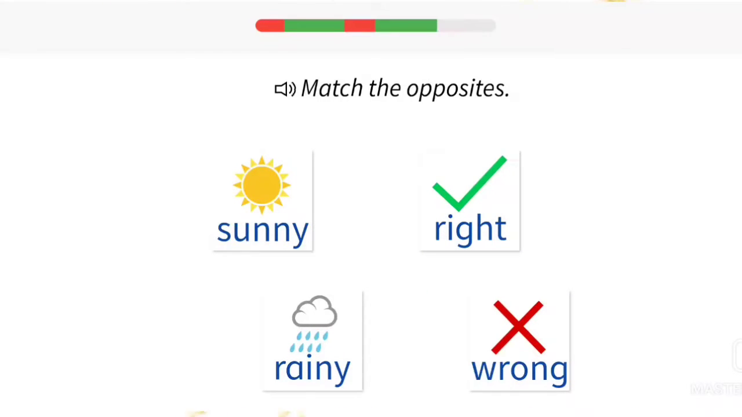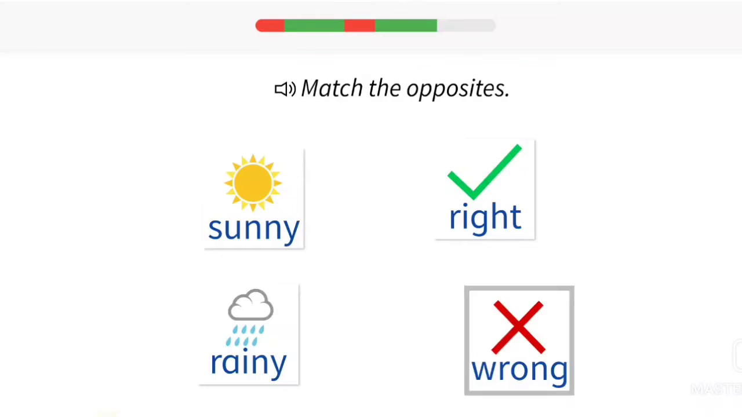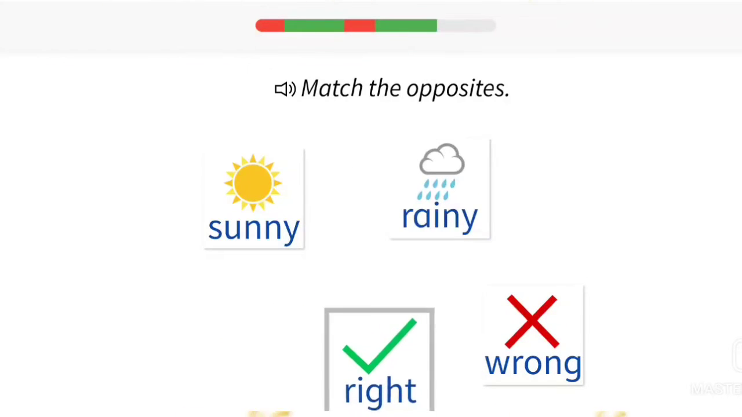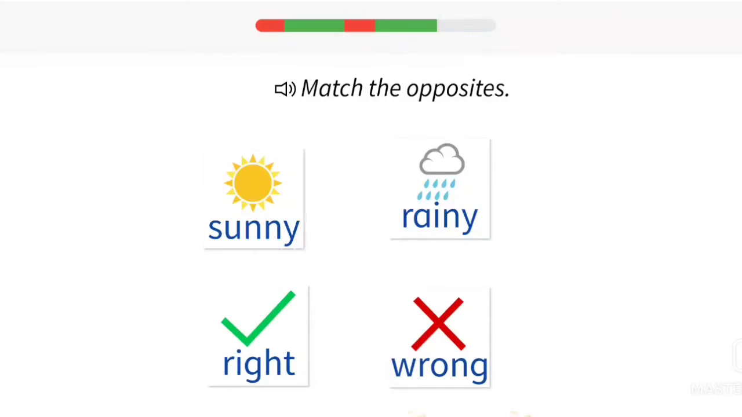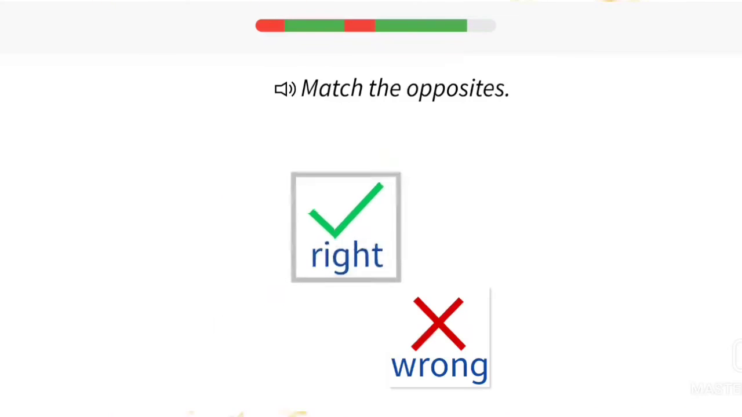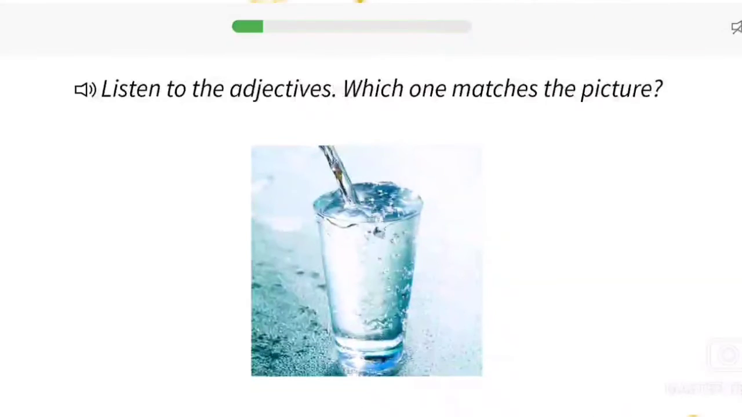This is sunny. What is the opposite of sunny? Rainy. Sunny, rainy. Right, wrong.